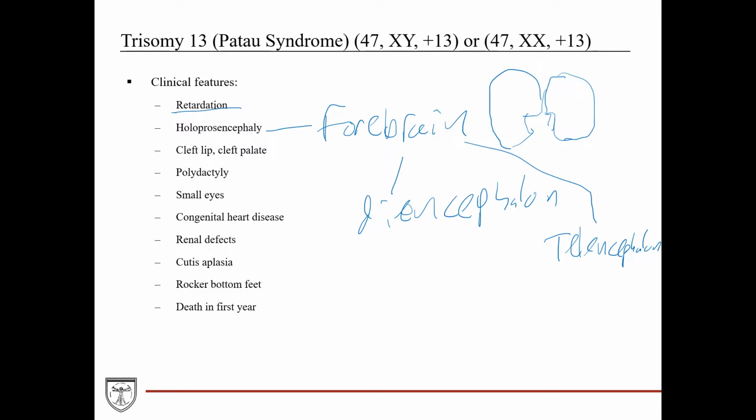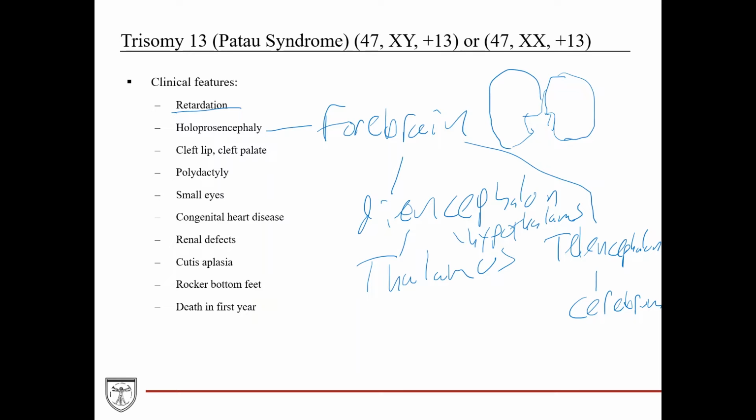And the telencephalon forms the cerebrum, which then forms the cerebral cortex, and the diencephalon forms a couple of structures, namely the thalamus and the hypothalamus. And this can vary in terms of severity. Sometimes it's really horrible, and other times it's not as bad. Often, if it's really bad, it's not even compatible with life.